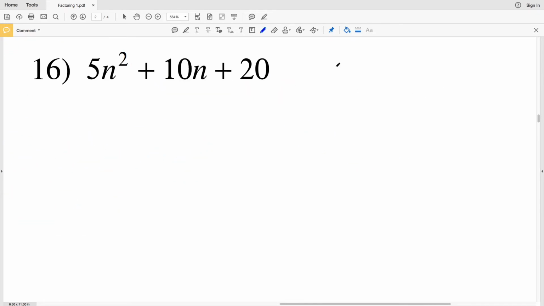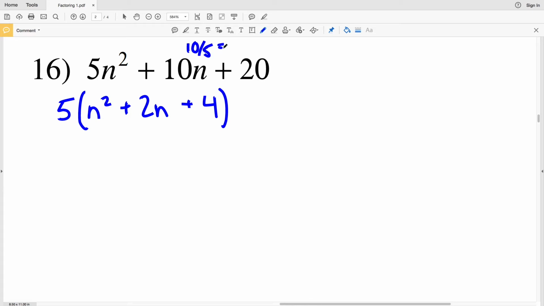And number 16, again, we're going to need to pull out a number from each of the terms, and that number is going to be 5, since each of these is divisible by 5. So pulling out a 5, we'll have n squared, and then 5 times 2n will give us 10n, and 5 times 4 will give us 20. So if you need to, just write 10 divided by 5, that's equal to 2, and 20 divided by 5 is equal to 4, so that you know what those numbers are.